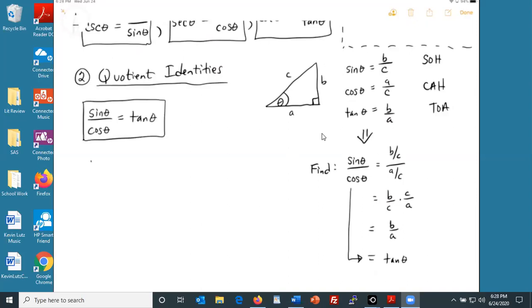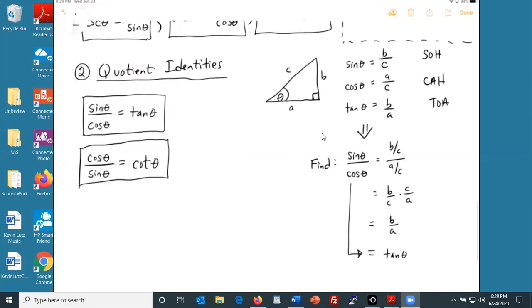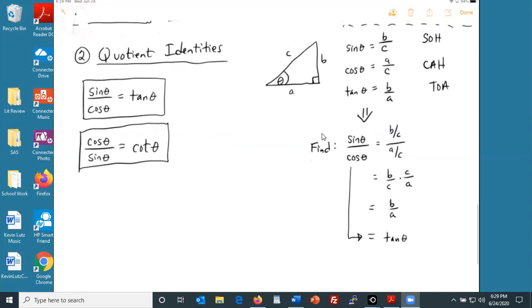And the second one's very similar. If I flip it around, I'm taking the reciprocal, which will be cotangent. And there's only two of these. Also, it might be helpful, sometimes the quotient identities are called the tangent and cotangent identities just because that's what they are. So maybe a little note on the side for yourself that quotient identities are sometimes called the tangent and cotangent identities.